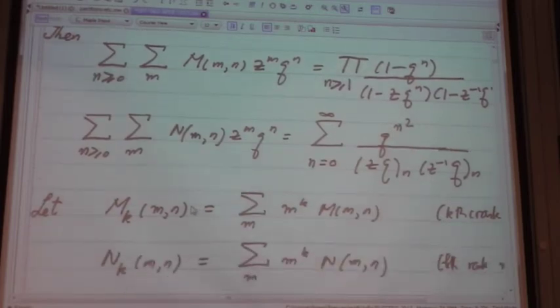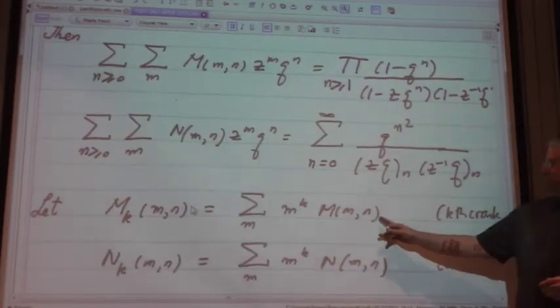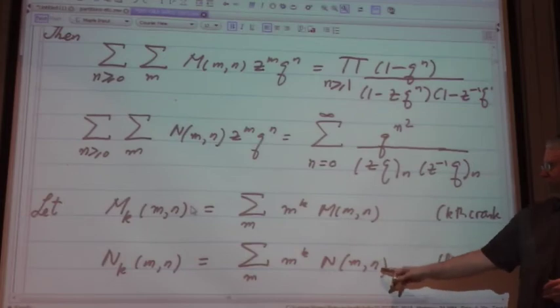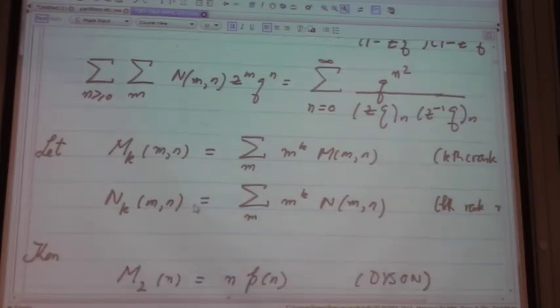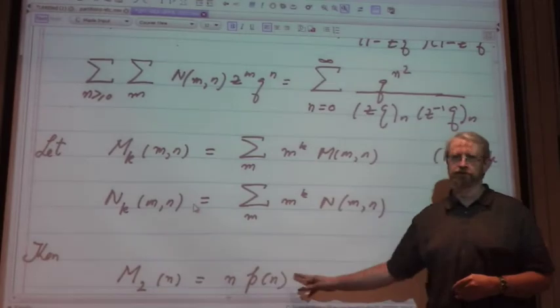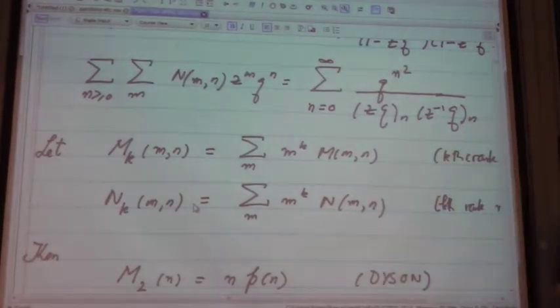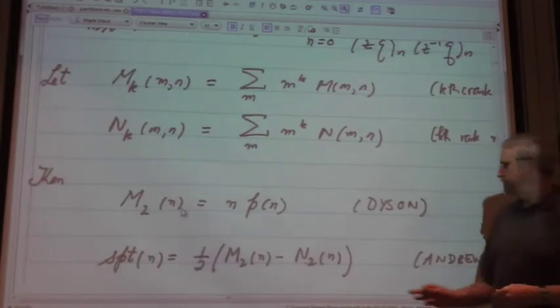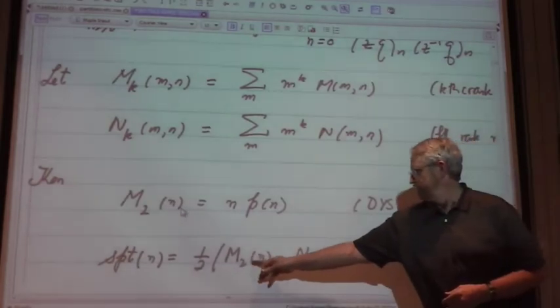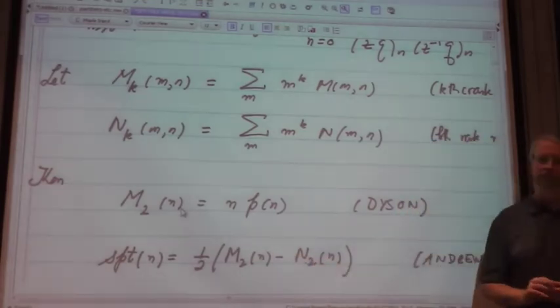So what are the moments? This is what's called the kth crank moment, and this is the kth rank moment. So Dyson proved that the second crank moment was actually n times the number of partitions, and Frank has a combinatorial proof of that. And what Andrews basically found was that the SPT function is the difference between the second crank moment and the second rank moment.